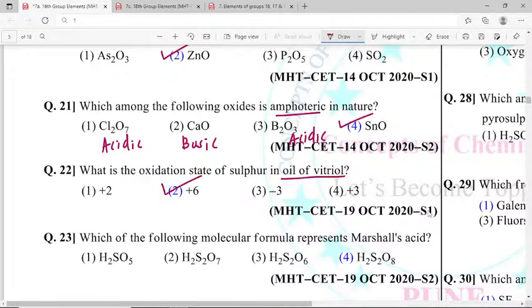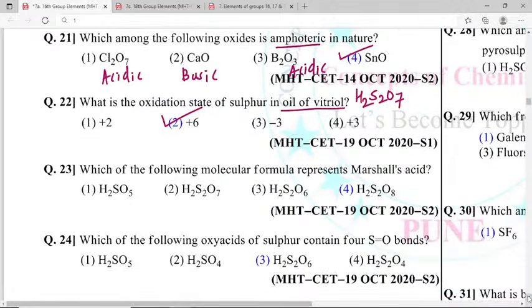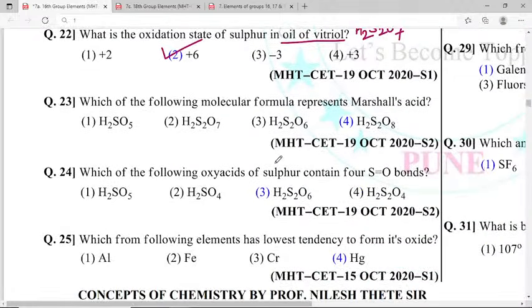What is the oxidation state of sulfur in oil of vitriol? Oil of vitriol contains the +6 oxidation state. It is H2S2O7, oil of vitriol.